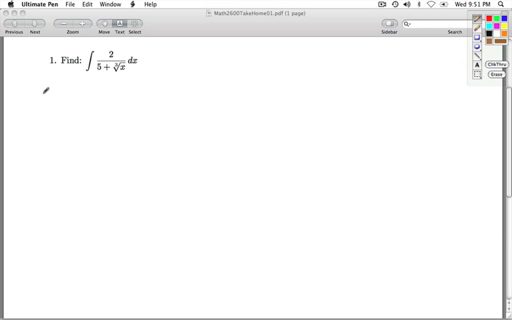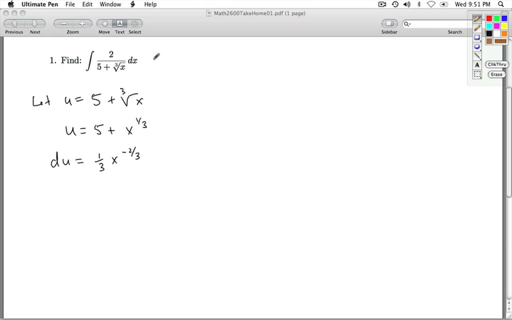Well, we don't have a lot of options for u. Let's let u be the denominator. If I rewrite that using exponents, the cube root is the same as the 1/3 exponent. And so let's see what the du is. So du is 1/3 x to the minus 2/3.